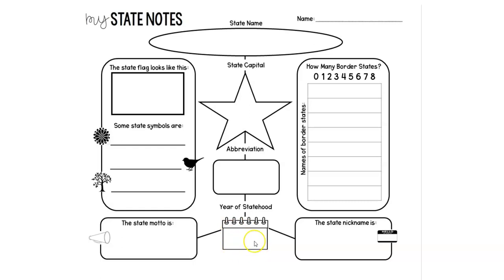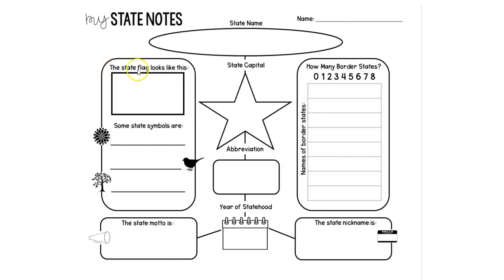Keep going down. And there's a little calendar, and on the calendar, you're going to find out the year of statehood. That means when did the state become a state? When was it official? Kind of like its birthday. All right, there it takes care of the middle. So let's go on to this side.